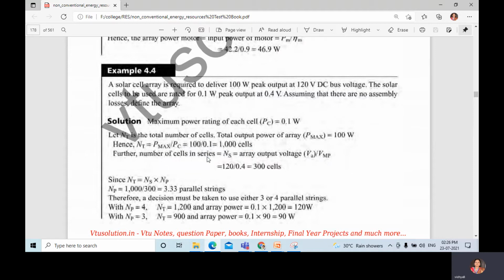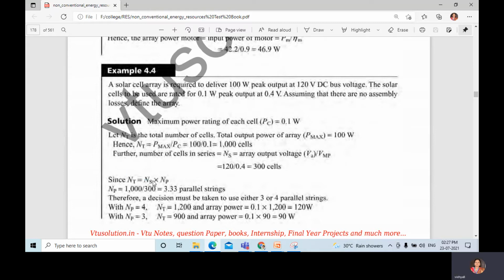The number of cells in series, Ns, is equal to the array output voltage VA divided by Vmp. The VA value is 120 and the Vmp value is the peak output voltage at 0.4 that they have given. So 120 divided by 0.4, you will get 300 cells. That means the number of cells in series is 300.